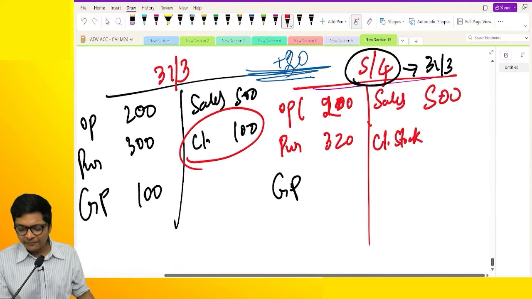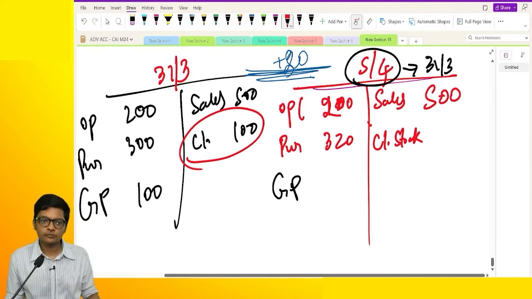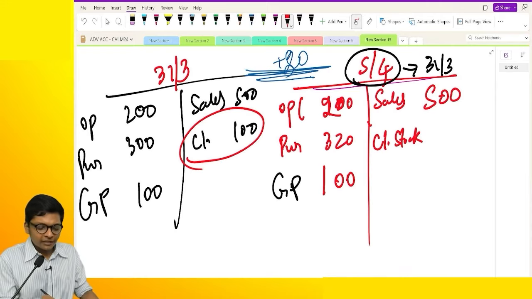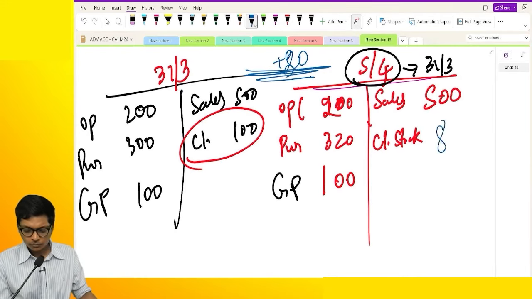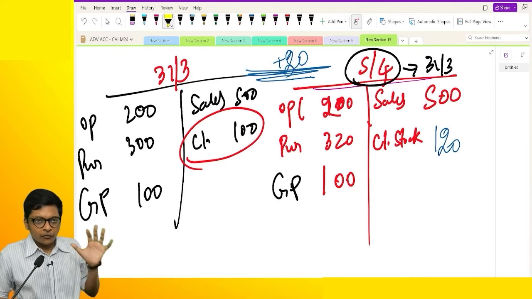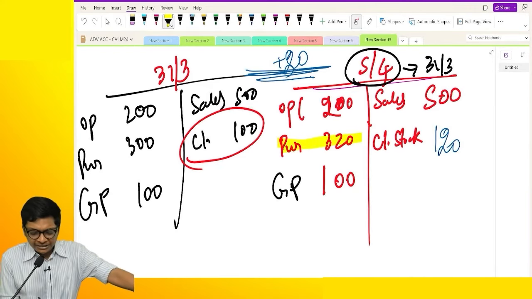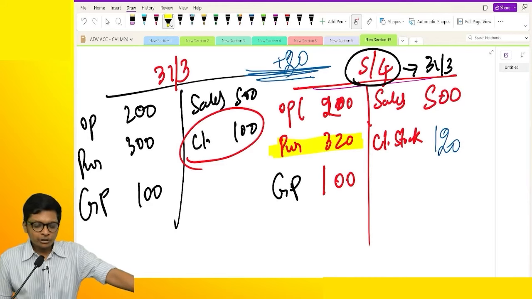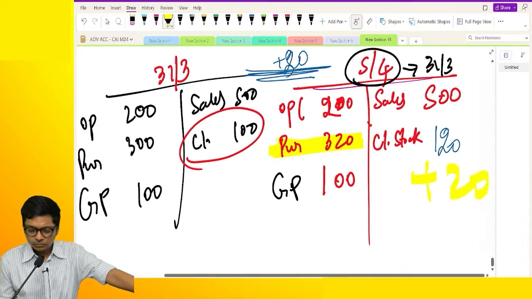Assume sales is the same, 500. So gross profit will still be the same, and your closing stock will be 80... How much, guys? Sorry. 120, I think. Guys, are you following? For ease of understanding, purchase alone changed, because of which closing stock increased.